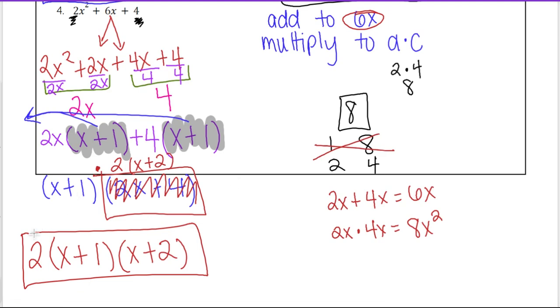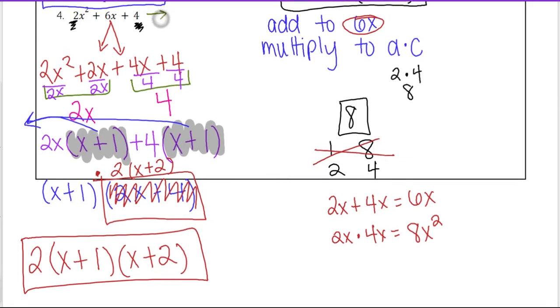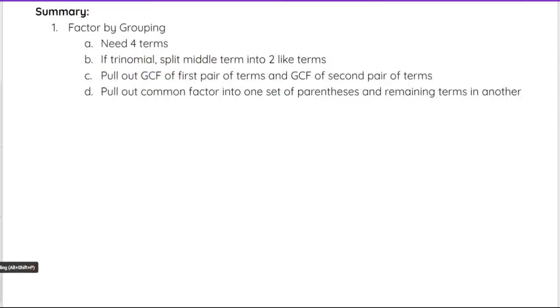Okay. Now, another point I want to make really quick. If you notice back at the beginning, the terms are all even. You could have actually divided each of those by 2 to begin with and factored out a 2 at the beginning. It would have been x squared plus 3x plus 2 when you divided that 2 out. Then we would have just been factoring this trinomial, and you could have factored that by grouping instead so that you didn't have to do it at the end. Either way, you're going to have that 2 in front when you factor that out.